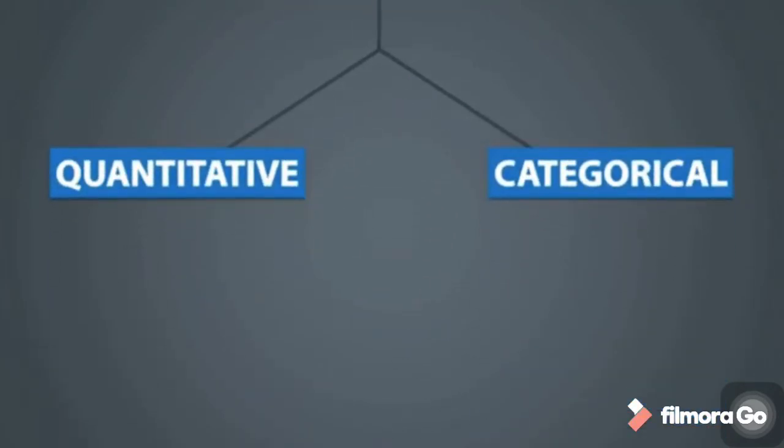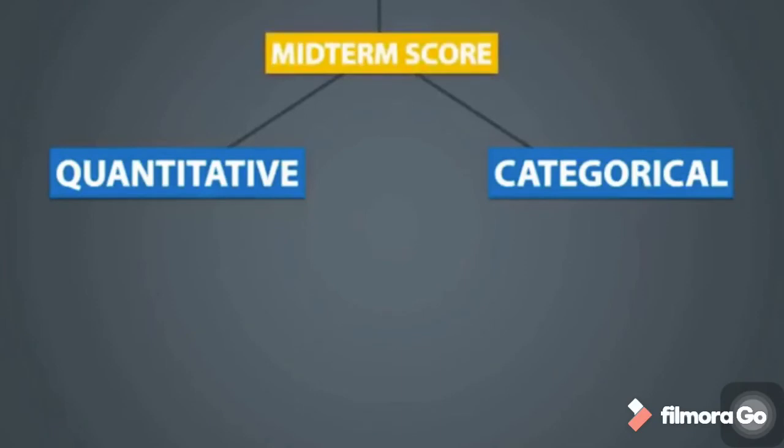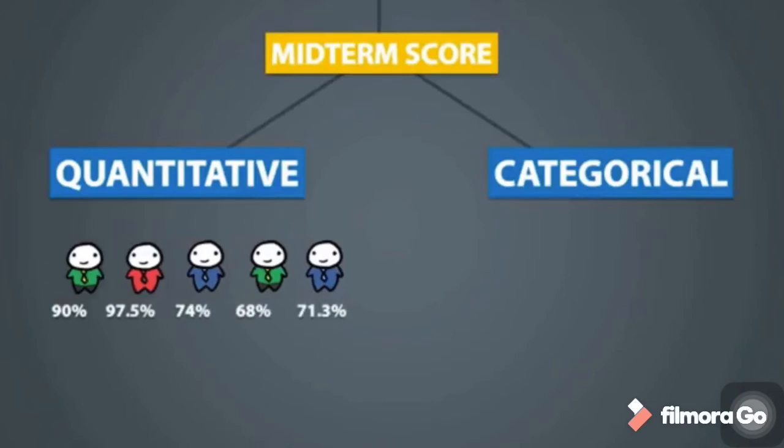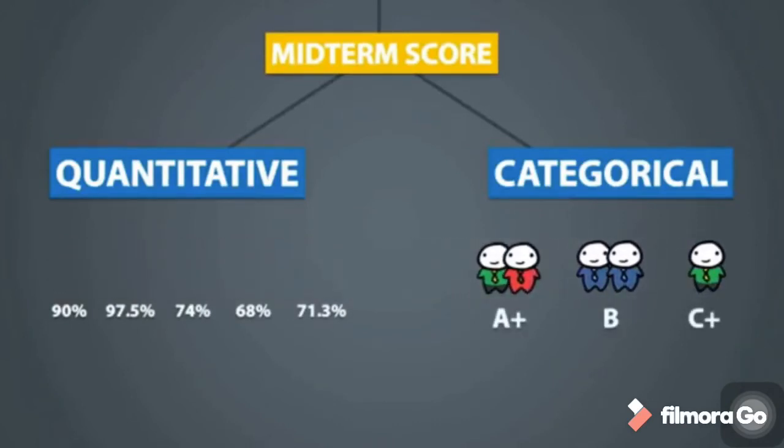For example, if our variable of interest was midterm scores for statistics, we would have quantitative data if we measure each individual's test score. If instead we decide to place people into categories based on letter grade, then we would be working with categorical data.